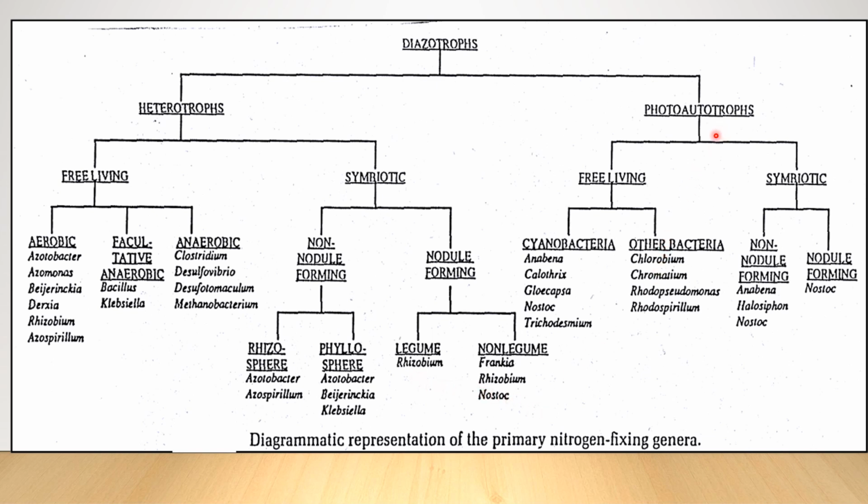Now coming to the photoautotrophs as nitrogen fixers, again these are of two types, free living and symbiotic. Among free living we have cyanobacteria and other bacteria. Cyanobacteria include Anabaena, Calothrix, Gloeocapsa, Nostoc, Trichodesmium. Other bacteria include Chlorobium, Chromatium, Rhodopseudomonas, Rhodospirillum. Coming to the symbiotic ones, again we have non-nodule forming as well as nodule forming. Non-nodule forming include Anabaena, Hologyphon, Nostoc, and nodule forming include Nostoc.